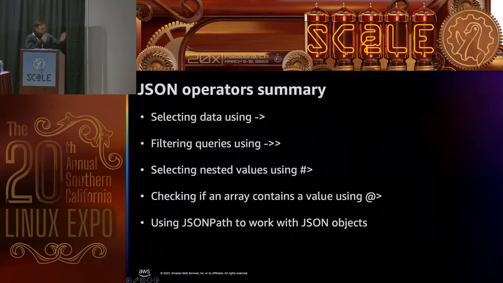So that's a very quick summary of some of the operators that we saw. There are tons and tons more, but we saw the single arrow, we saw the filtering with double arrows, we saw selecting nested values using ampersand, and then checking individual array elements with ampersand arrow. And then you have JSON path, which is the big boss, the extreme end of JSON, right? That's like the superpower, JSON on steroids kind of a function.